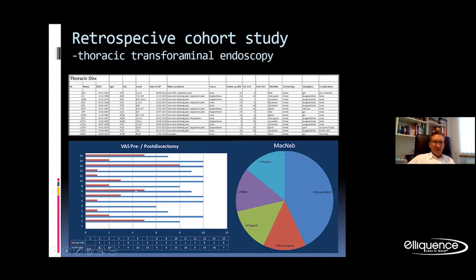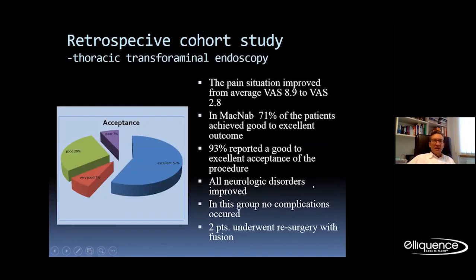When you look here, we have all these patients. These are similar data, but according to the pain McNab score, we got more than 75% good results, and the acceptance was very well. So the pain improved from VAS 8.9 to 2.8. In McNab, we got 71% of good or excellent outcome.